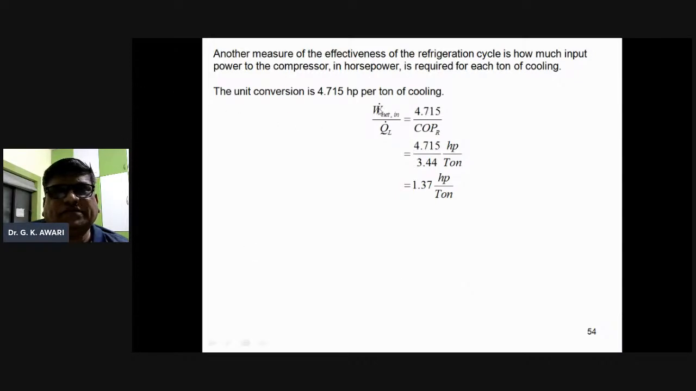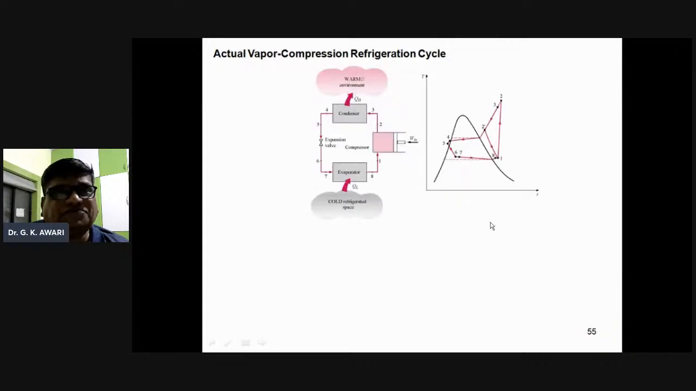So the unit conversion is 4.715 HP per ton of cooling. That is also being calculated. Now the actual vapor compression cycle: look at the difference, because the theoretical vapor compression cycle on a temperature entropy and pressure enthalpy chart we have seen, but this will be different in the actual one.